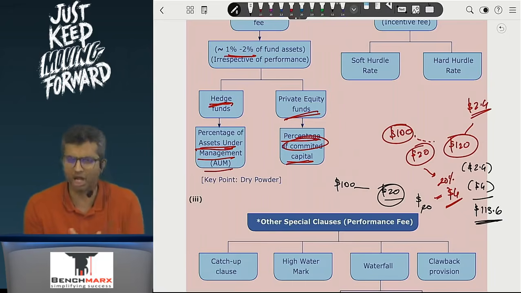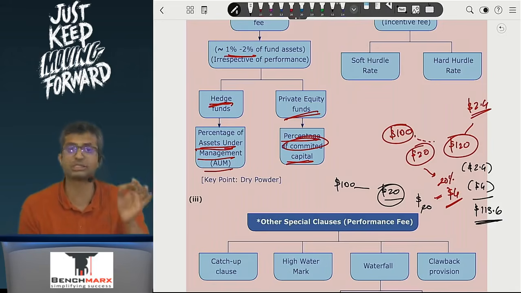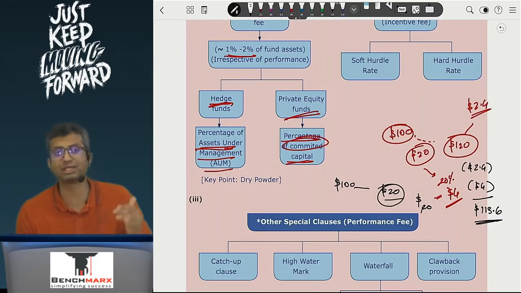So this is regarding high water mark, and there will be sums, problems that we will also practice. You should practice them too, because this has a very high probability of making it to your main exams.